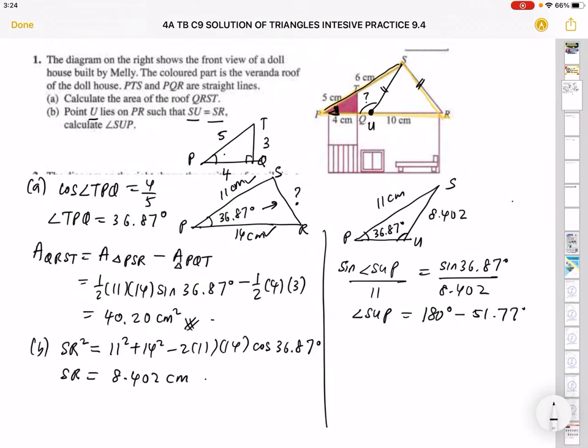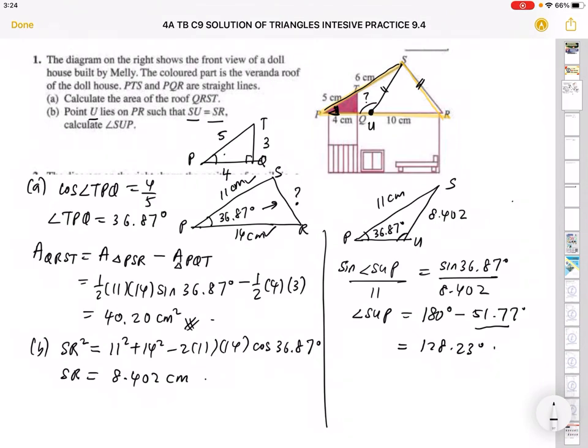When you use your calculator, you get 51.77. Now remember, when you use the sine rule, there are two possibilities. The angle can be acute, or it can be obtuse. If it's acute, then the answer is 51.77. But if it's obtuse, you have to take 180 minus, and I will get 128.23.